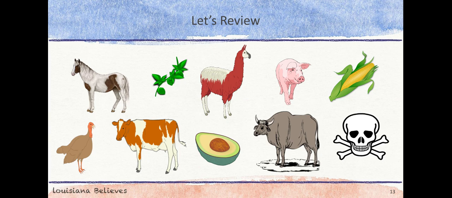Disease from Europe spread quickly and destroyed Native American populations because Native Americans were not immune to these European diseases, and they died in large numbers as diseases spread quickly.